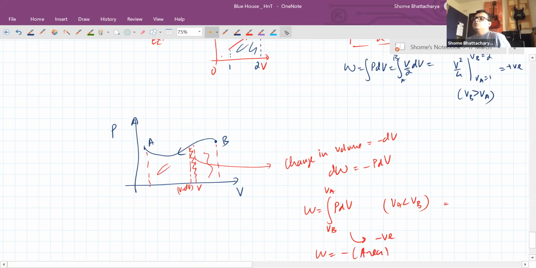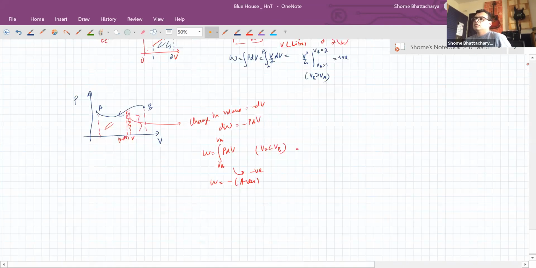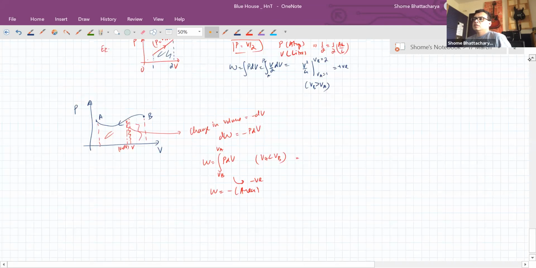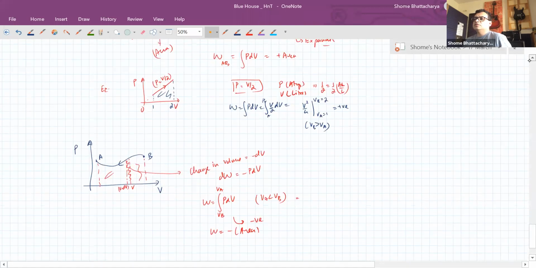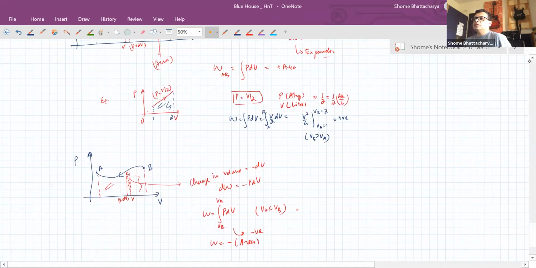Okay. So Piyush and Jagannath, this point is clear now. That anytime we have an expansion, the work done is positive. Work done by the gas is positive. And anytime we have a compression, the work done by the gas is negative. Yes, Piyush, this point is clear, beta?